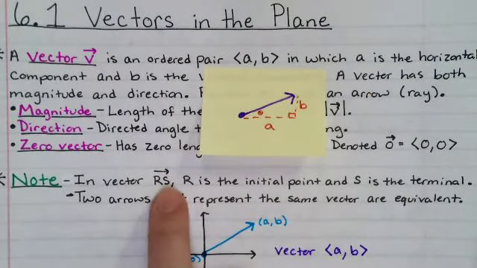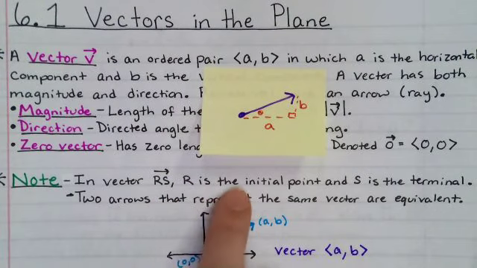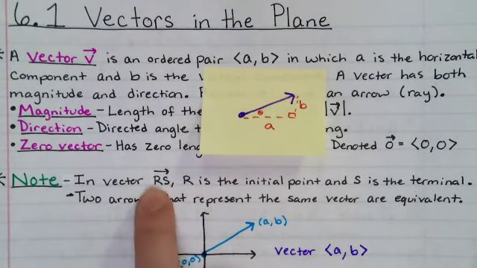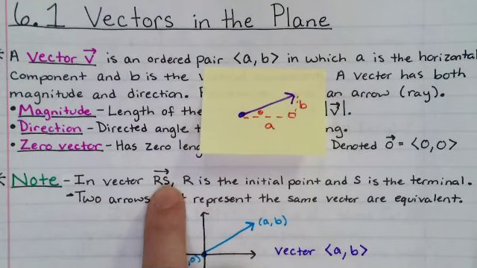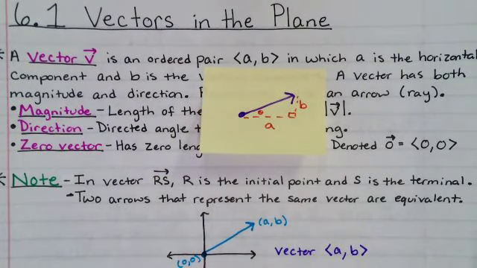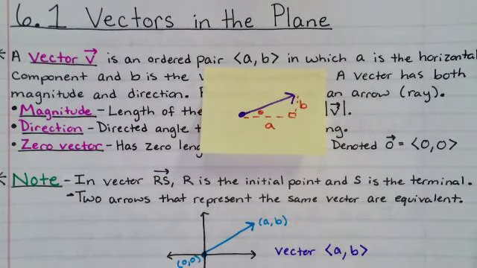Again, remember how I said the initial point is going to be that first one. The terminal point is the second one. If I'm going to denote my vector this way, the initial has to be the first one shown. The terminal has to be the second one shown. The arrow has to point to the right. That is just a standard procedure for how you would name it. Okay. Keep in mind that does not mean that it will always be from left to right.